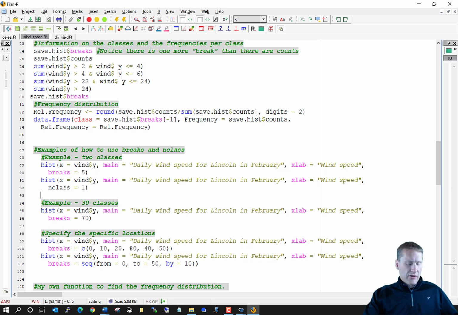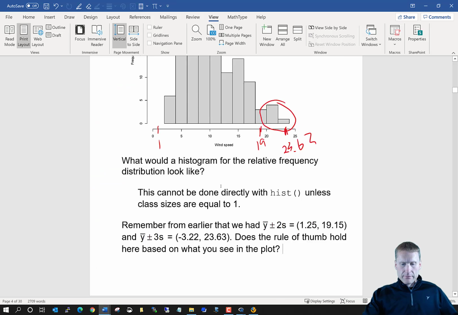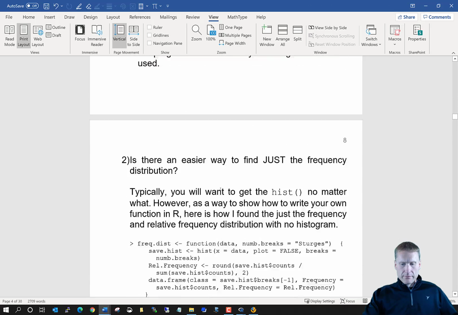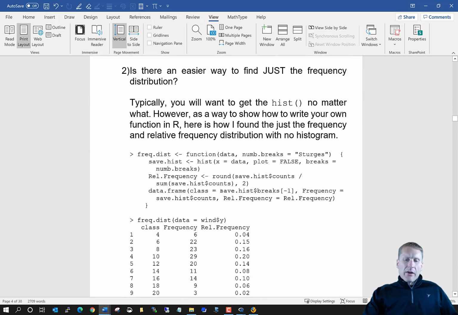Okay, so now we're on page 8. So is there maybe an easier way to find just the frequency distribution? And now I'll be honest with you that, generally speaking, you're going to be looking at a histogram for most problems. But at times you do want to see a table of counts of frequencies corresponding to the classes. And I showed you some code to do that.